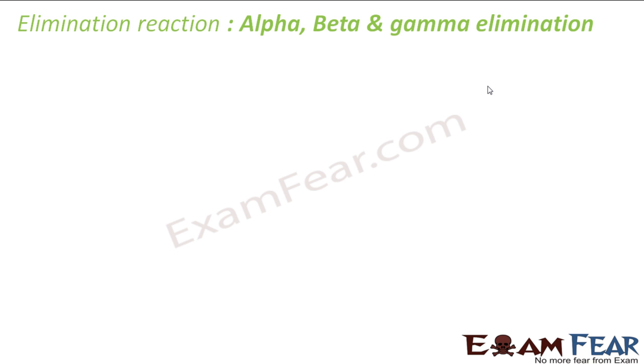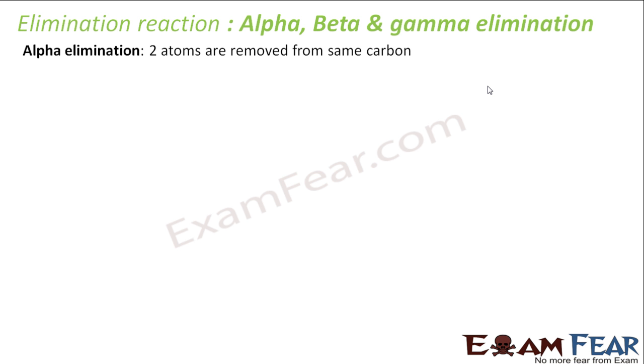Now we are again putting the elimination reaction into 3 different buckets, namely alpha, beta and gamma elimination, depending on which carbon the halogen and the hydrogen is getting removed from. So the first one is alpha elimination. In alpha elimination, both the atoms are removed from the same carbon.